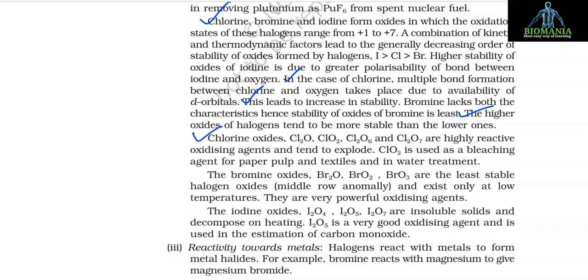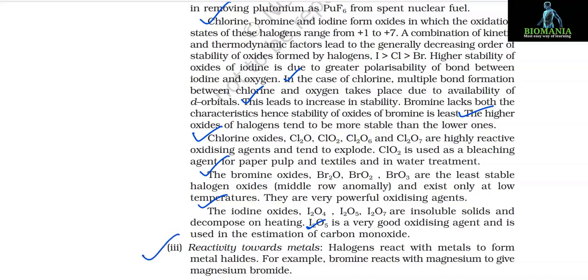Chlorine oxides Cl2O, ClO2, Cl2O6 and Cl2O7 are highly reactive oxidizing agents and tend to explode. ClO2 is used as bleaching agent for paper pulp and textiles and in water treatment. The bromine oxides Br2O, BrO2, BrO3 are the least stable halogen oxides, middle row anomaly, and exist only at low temperatures. They are very powerful oxidizing agents. The iodine oxides I2O4, I2O5, I2O7 are insoluble solids and decompose on heating. I2O5 is a very good oxidizing agent and is used in the estimation of carbon monoxide.